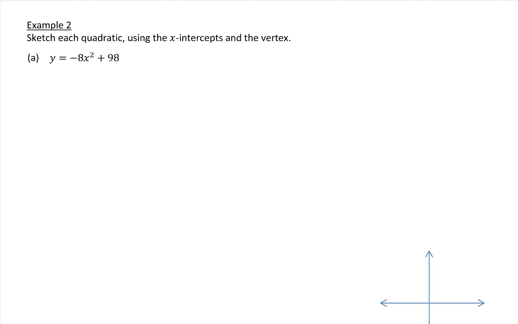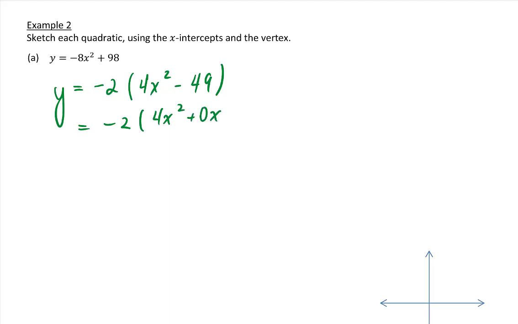So let's start with this first example. The first step we want to do is factor this expression. So again, our first rule is common factor first. So if we take out a negative 2, we're left with 4x squared minus 49. Recall that we are missing the x term, so one way to rewrite this is to add a 0x into our expression. So for this quadratic, we need two numbers that add up to 0 and multiply to 4 times negative 49, which equals negative 196.